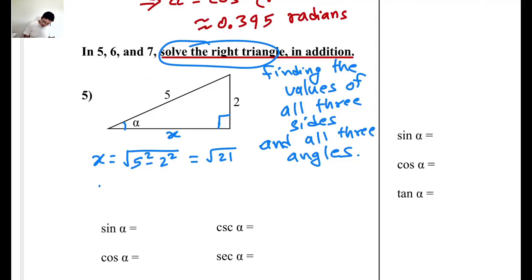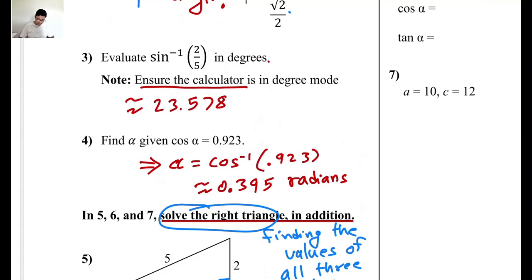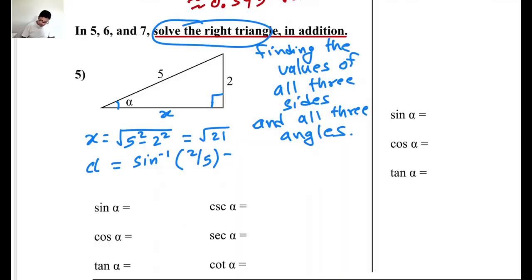And alpha, you can take any one of them, will be sine inverse of 2 over 5. And you can put that in a calculator. In fact, we did that a second ago, so I'm going to write that 23.578 degrees. I'm going with equality for now because we'll be solving the triangle.